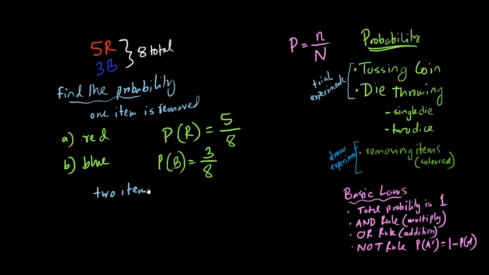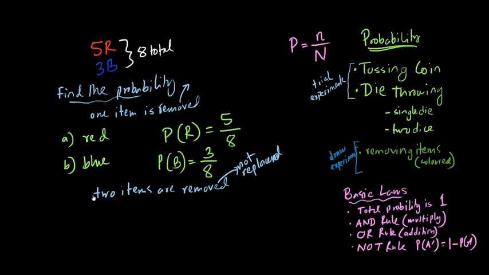2 items are removed. Now one thing must be clarified. What does removed mean? Removed means not replaced. So when objects are being removed, they are not being replaced. You have to understand the difference from a trial experiment, where if the probability of getting a head is half, meaning 50%, it will always be the same, no matter how many times you toss the coin. But here, when you're taking 2 items and they are not replaced, that means the probabilities are going to change.